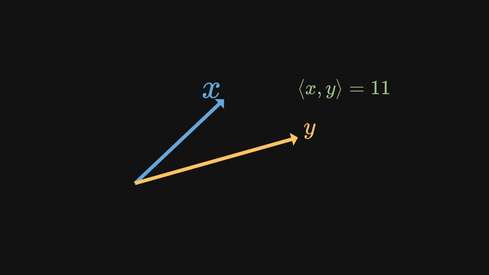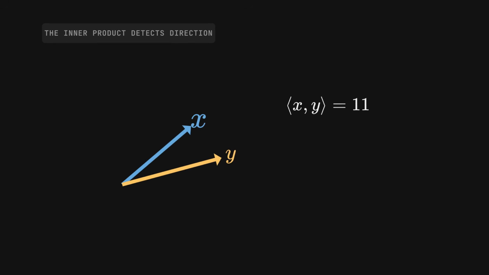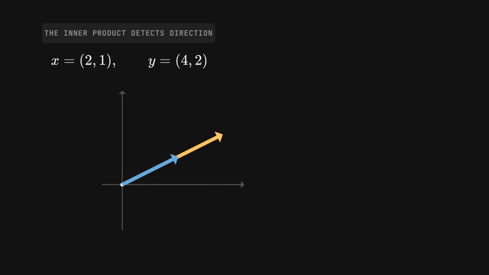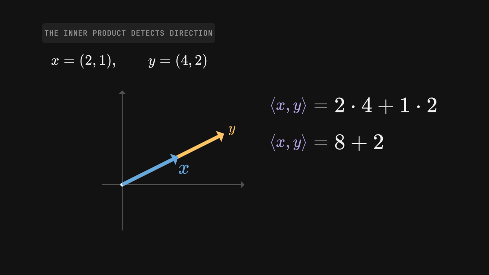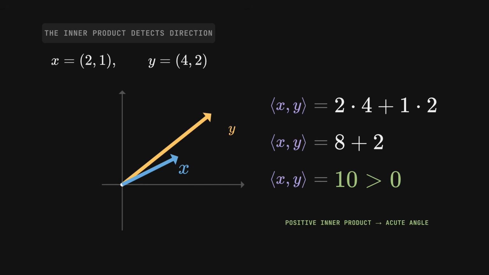Calculation is algebraic, but the number it produces contains geometric information. The inner product of our two vectors is 11. Since 11 is positive, the vectors point in broadly similar directions. For example, let x equal (2, 1) and y equal (4, 2). These vectors point in exactly the same direction. Their inner product is 10, which is positive. More generally, a positive inner product means the angle between the vectors is less than 90 degrees.